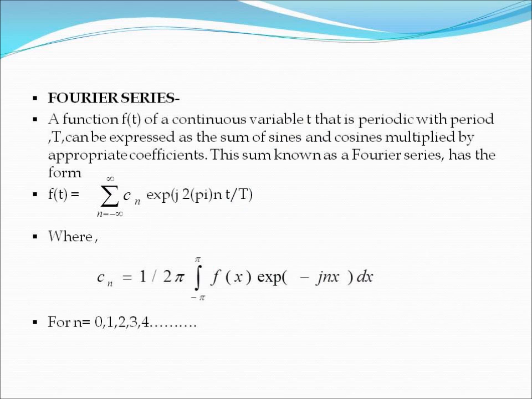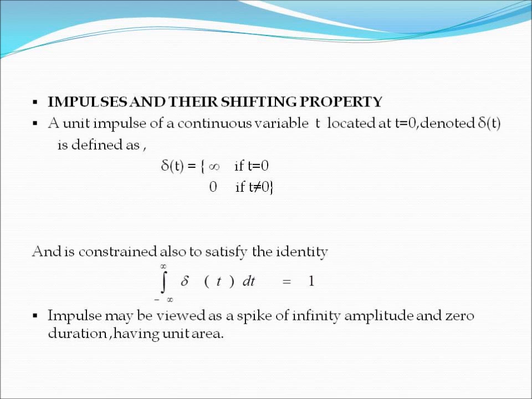Fourier series. A function f(t) of a continuous variable t that is periodic with period capital T can be expressed as the sum of sines and cosines multiplied by appropriate coefficients. This sum is known as Fourier series, has the form as given. An impulse may be viewed as a spike of infinite amplitude and zero duration having a unit area. A unit impulse of a continuous variable t located at t equals 0 is denoted by delta t and is defined as given.